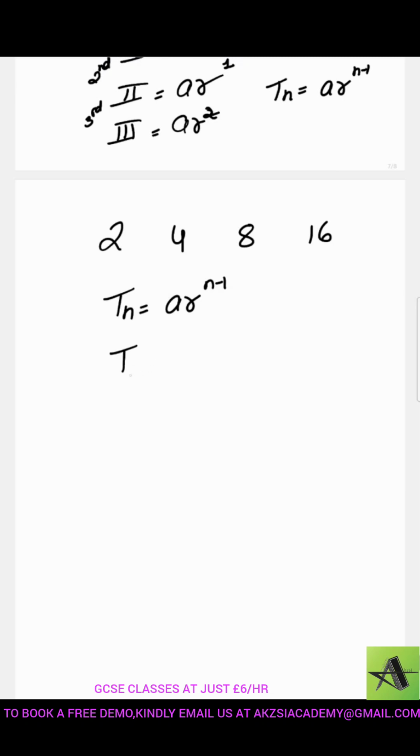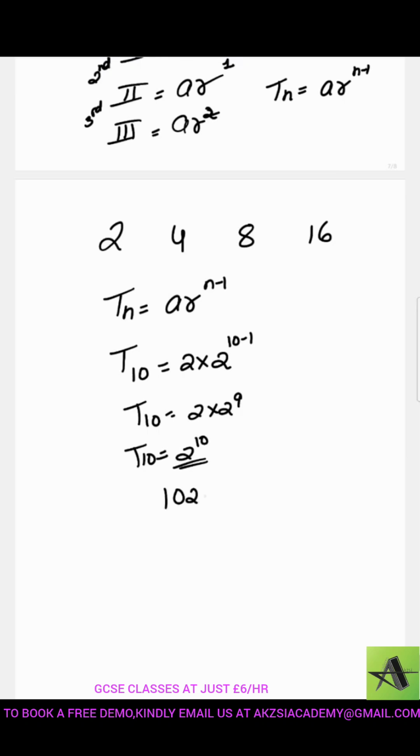So T10 will be, a is the first term, 2, and the common ratio is 2, because we are multiplying by 2 every time to get the next term. So times 2, and we are calculating the 10th term, so 10 minus 1. So T10 is equal to 2 times 2 to the power of 9, or 2 to the power of 10. Either you can solve this value or leave it like that. So your answer is 1024.